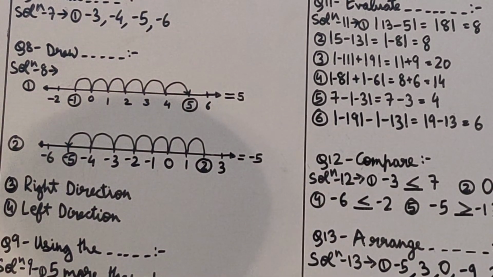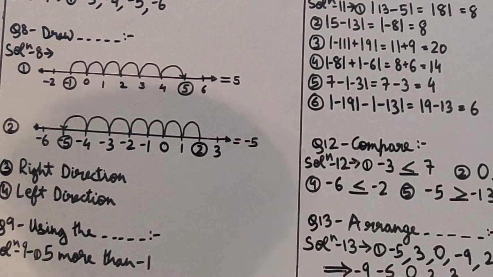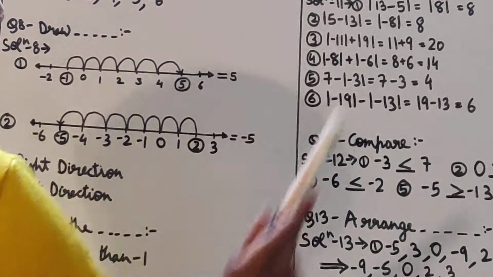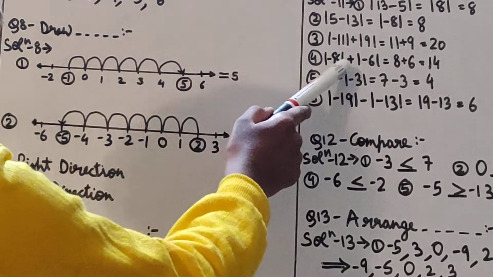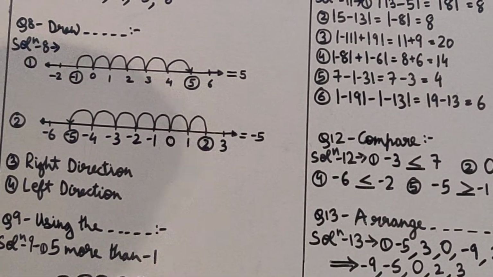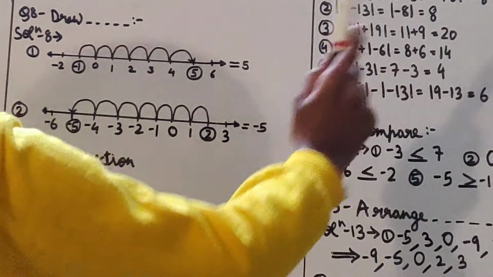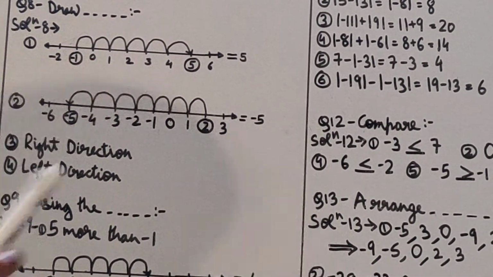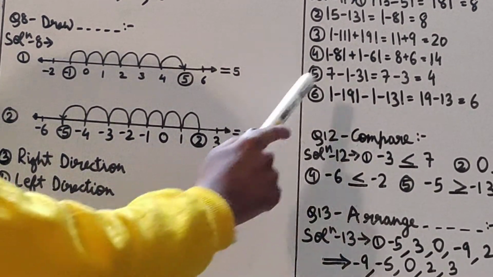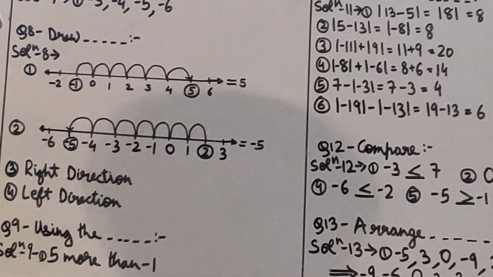Then fourth one, minus 8 in the modulus plus minus 6 in the modulus. So minus 8 and minus 6. You can see over here that minus 8 is negative and minus 6 is also negative. So it will be changed into positive, that is 8 plus 6. 8 plus 6 is 14. Then 7 minus 3 in the modulus. So now minus 3 will be converted into plus 3.